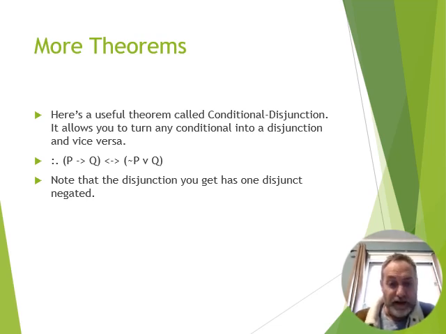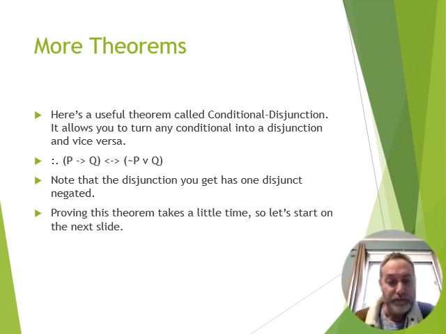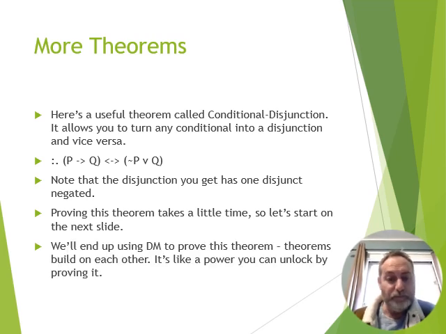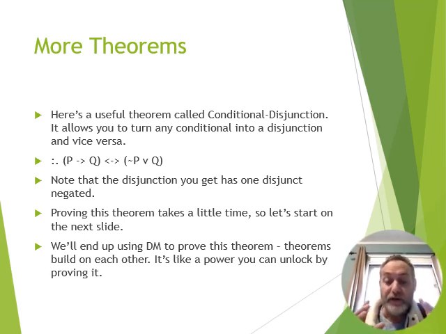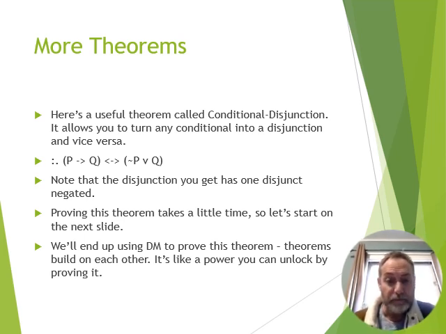So note the disjunction you get has one disjunct negated, right? So yeah, it's not as simple. Don't think that you can turn any conditional just into a disjunction without making some slight changes, right? So this theorem takes a little time. I'm going to start on the next slide, and we'll jump into it. We will use DM to prove this theorem, right? So once you've proven a theorem, you can use that to prove other theorems, and that's how they build up. So these theorems are like powers you can unlock, right, to use in further proofs and create further theorems and so on. So we'll see how it works right now.